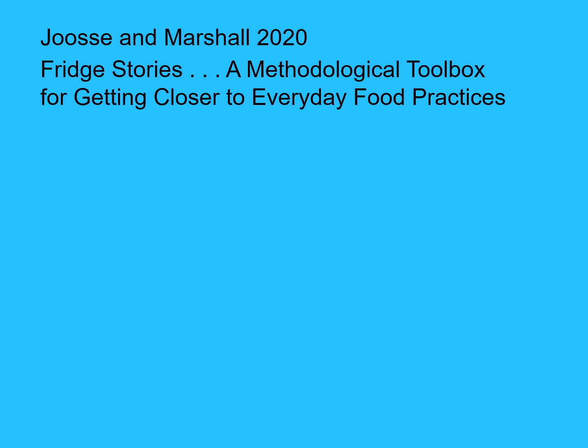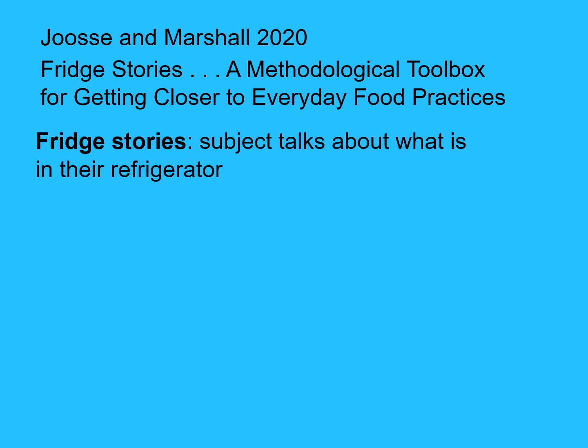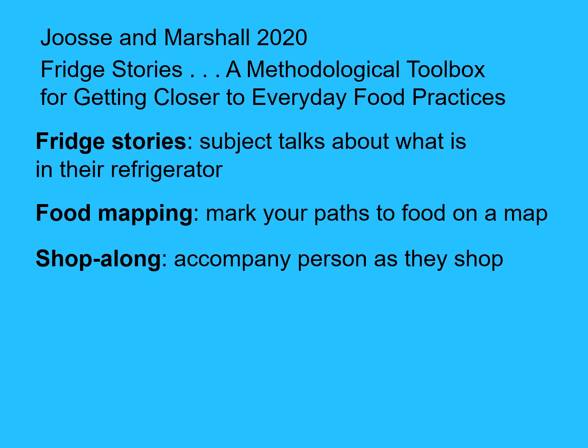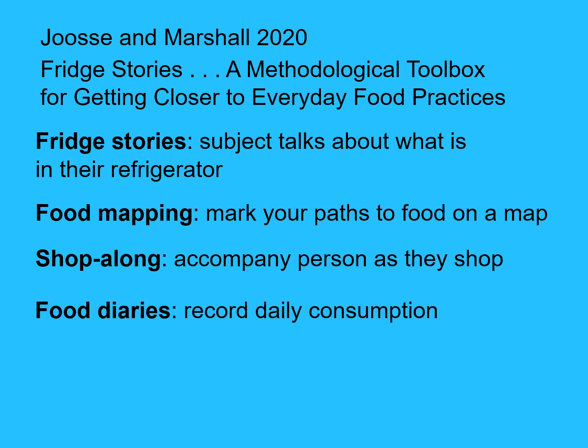Most recently, you've read Joosse and Marshall, Fridge Stories, a methodological toolbox for getting closer to everyday food practices. Here they talk about 4 main tools in their toolbox at trying to get at practice, or how people actually behave day to day. And one of those was Fridge Stories, where the subject talks about what is in the refrigerator. Food mapping, where you ask the subject to mark their paths to food on a map. Shop along, where you accompany the person as they shop. And food diaries, where you ask them to record their daily consumption.